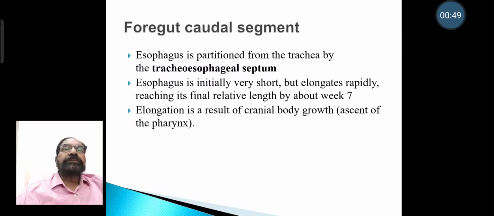Foregut caudal segment. Esophagus is partitioned from trachea by tracheoesophageal septum. Esophagus is initially very short but elongates rapidly, reaching its final relative length by about week 7. Elongation is a result of cranial body growth, that is, ascent of the pharynx.